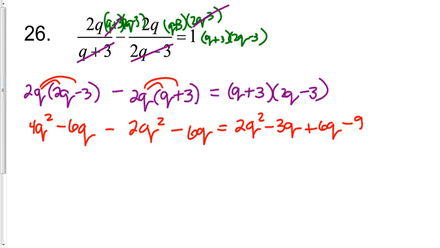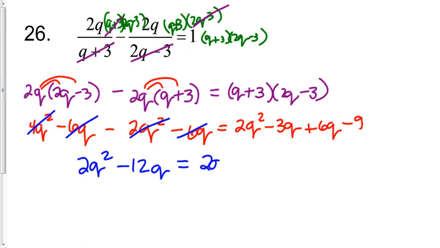Okay, so now that everything's multiplied out, let's combine like terms. 4q squared minus 2q squared is 2q squared. Negative 6q and negative 6q is minus 12q. Equals, on this side I can just put the q's together, so I've got 2q squared plus 3q minus 9. Now we're ready to solve. Now, notice the 2q squareds on each side cancel each other out, because if we subtract 2q squared from each side, you're left with nothing.